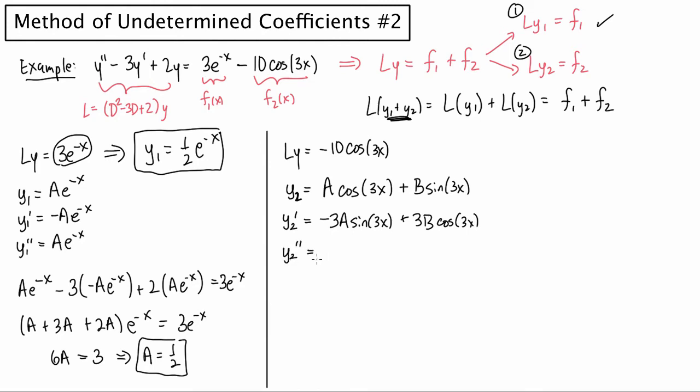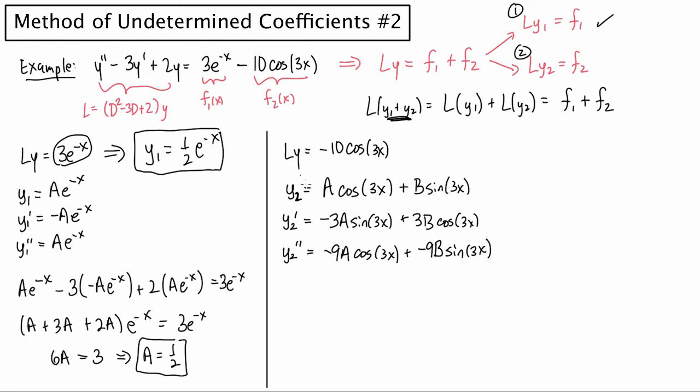I'm going to take another derivative of this, which is going to be minus 9a cosine 3x and minus 9b sine 3x. Now, there's an easy way and a hard way to go about trying to finish this out. Let me explain what they are.